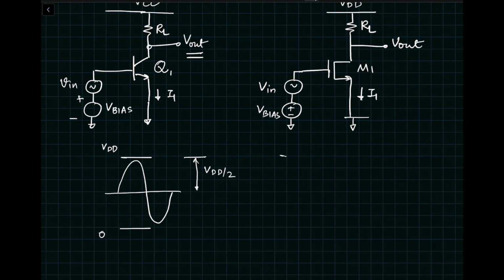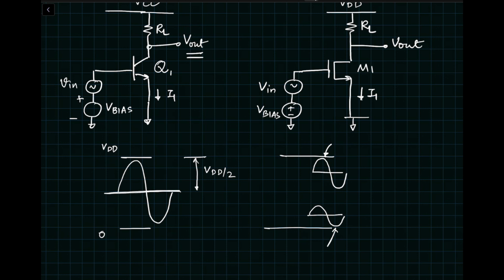Let's say you had biased it close to 0. Then you can only get this much amount of swing. If you had biased it somewhere up in the top, then you will get only this much swing. Because beyond this, this part will get clipped, and beyond this, this part will get clipped. So if you bias it right in the middle, then your output can move, we call it rail to rail, almost rail to rail.